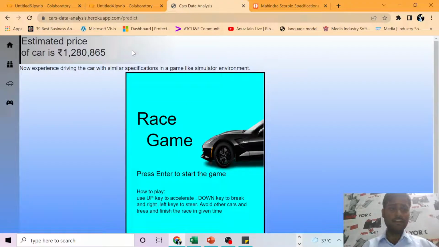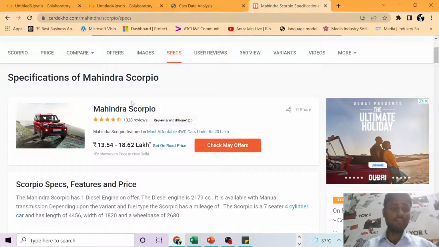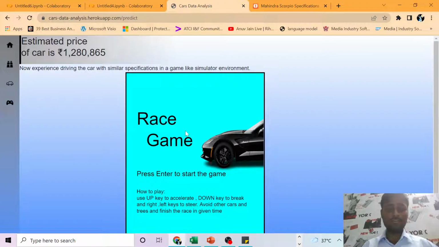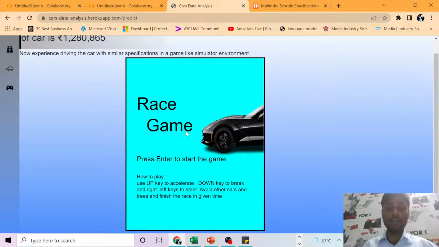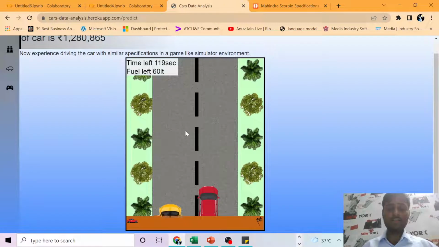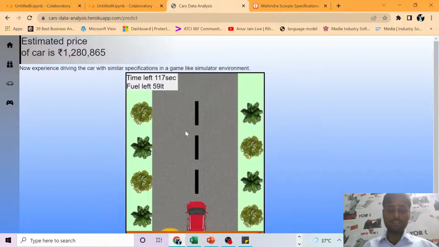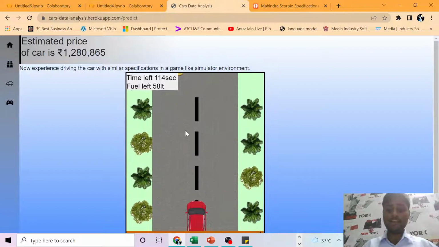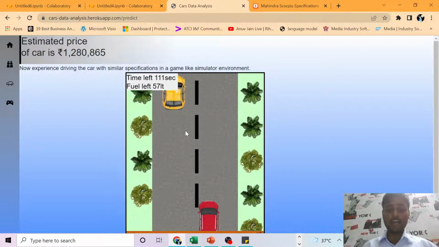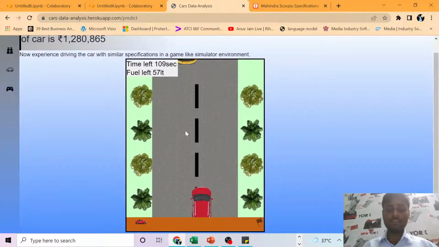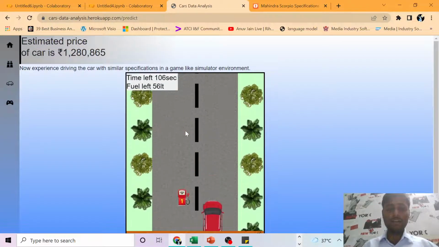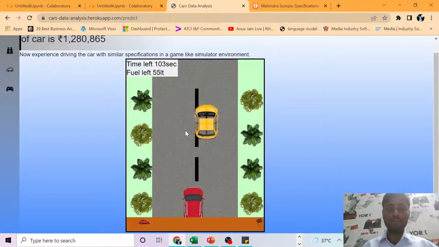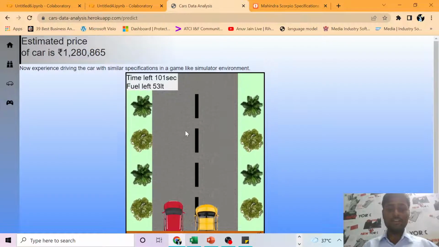The price is 12.80 lakhs, and the original price is around 13.5, so the predicted price is near. Now we have also provided an environment. The car seen in the game has similar data to what we provided. The car has more torque, so as you can see here, the car is moving fast, and the fuel capacity is according to what was entered. So that's all about my project.